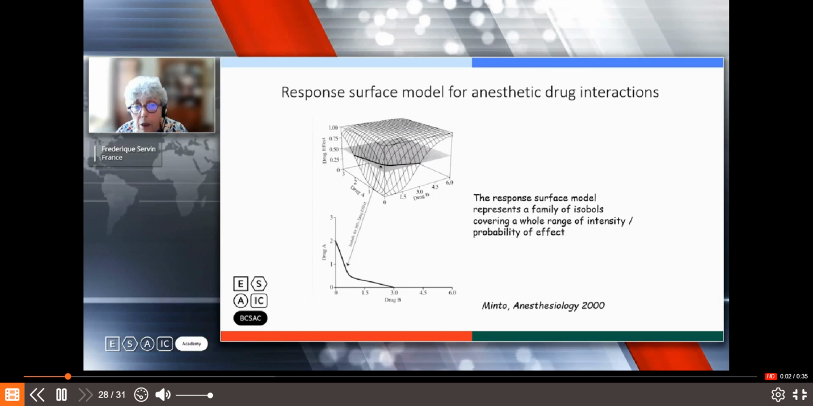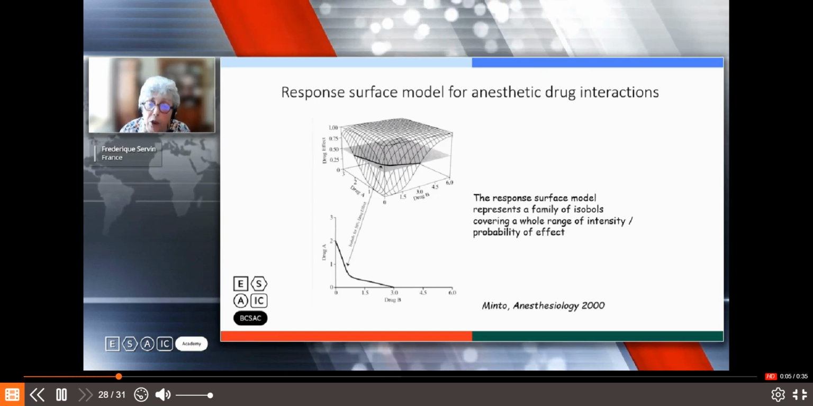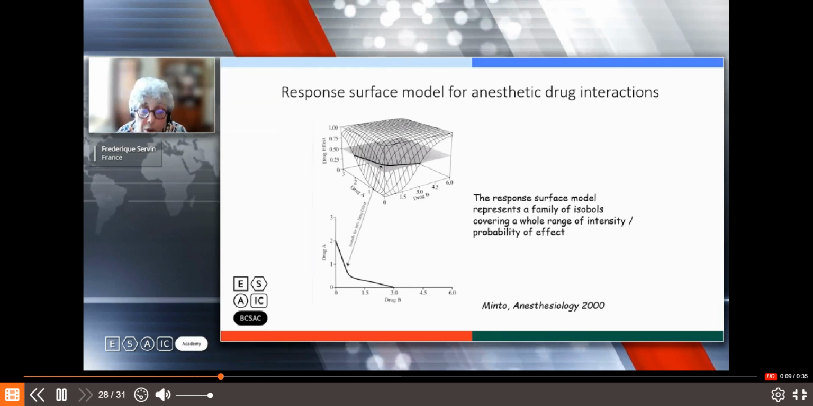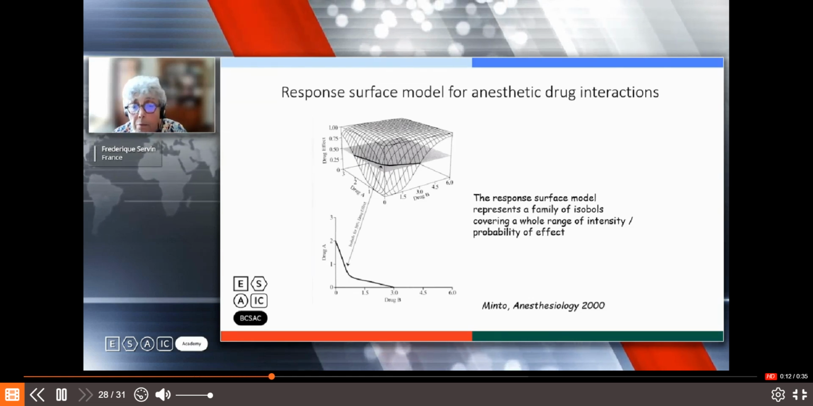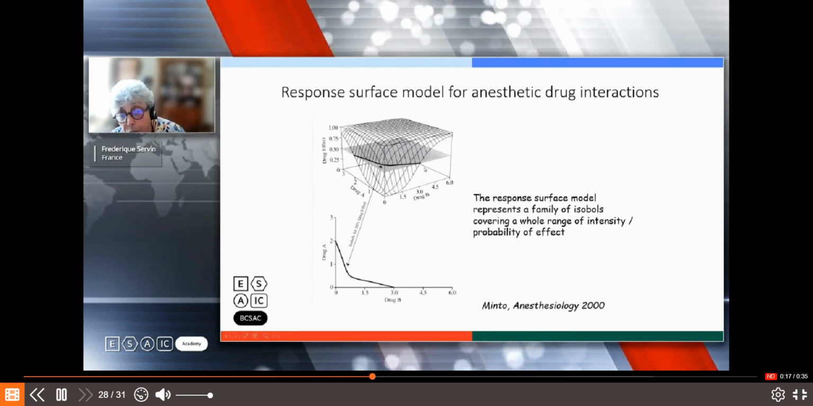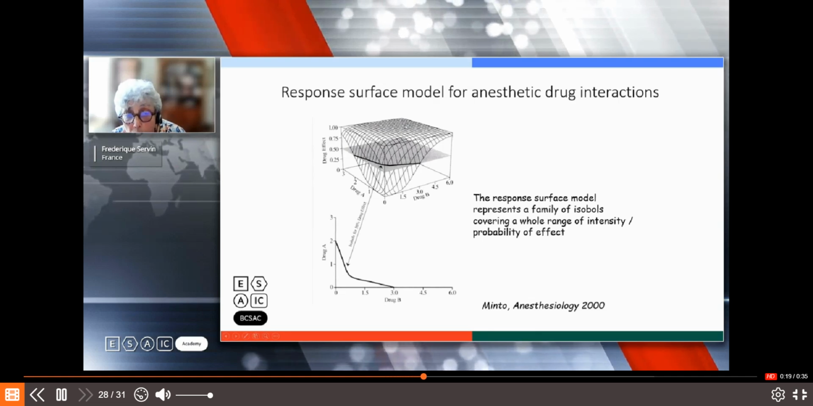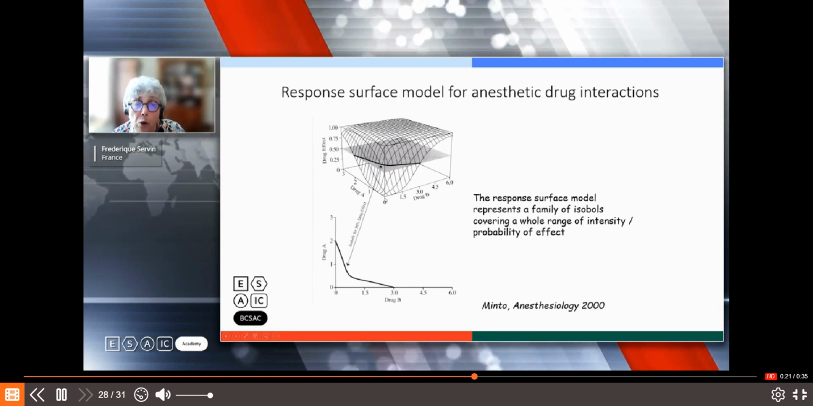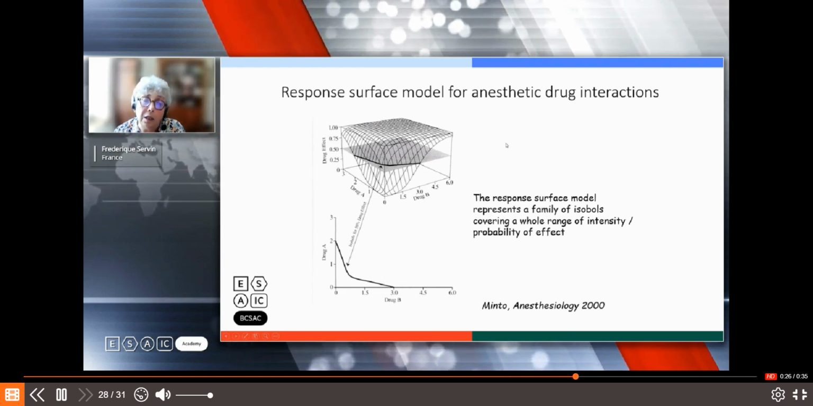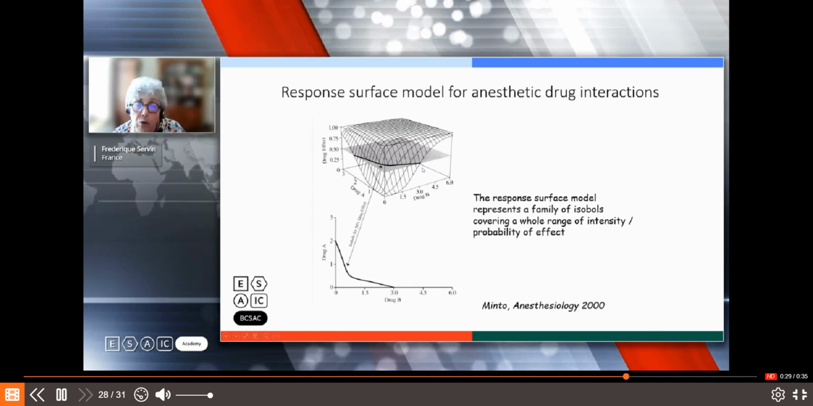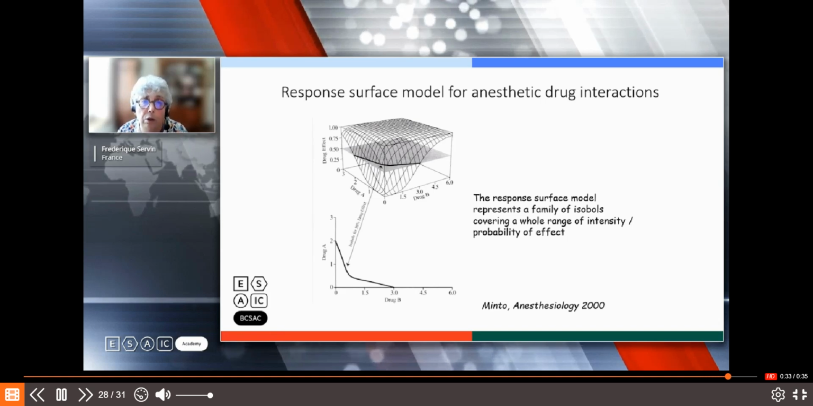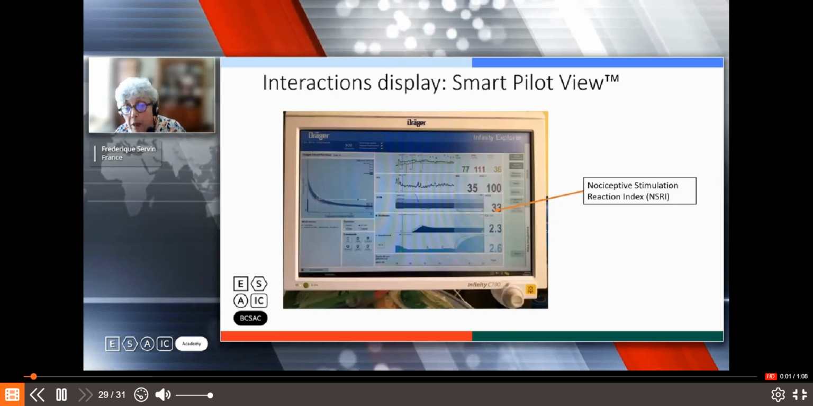Well, you will look at this paper by Charles Minto on response surface model, which I don't have much time to talk to you about. But compared to the isobol that I showed you previously, it will look at the whole family of effect from no effect to maximum effect. And so this is better to interpret the action of both drugs.